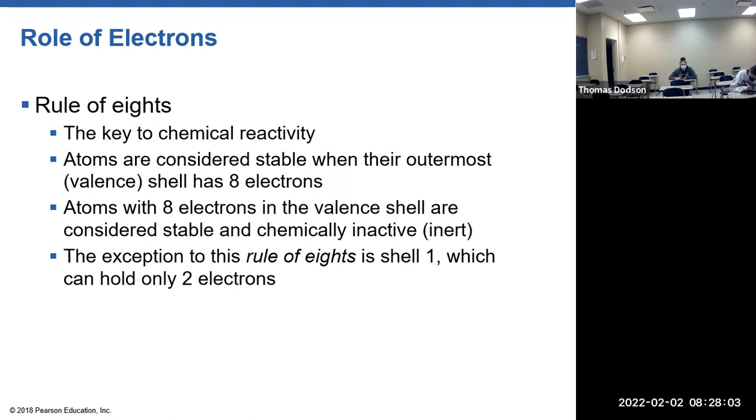So if I say I've got an atom that has 7 electrons in its outer shell, what do you think? Reactive or not reactive? It's reactive. Does it have 8 or does it have less than 8? So we can tell. That's all I want you to get from that.